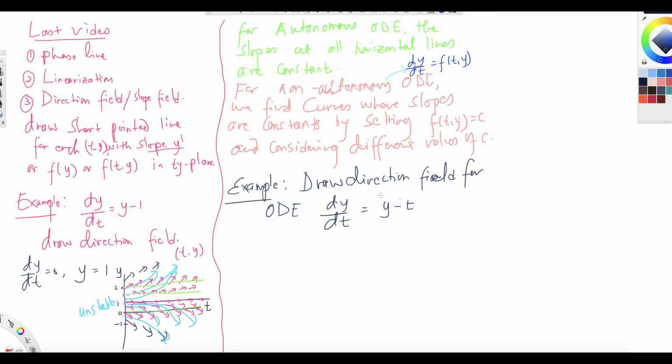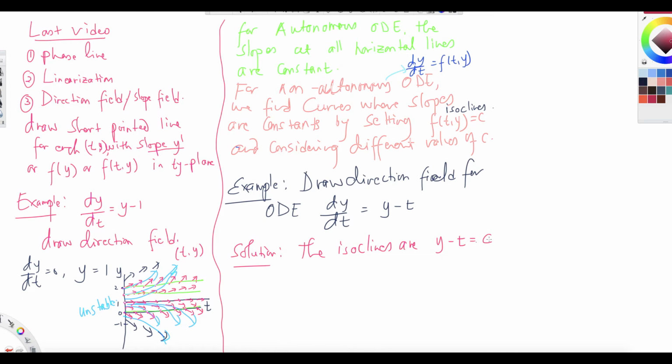Now what we want to do is draw the direction field here. So how do I draw the direction field? I need to first find the isoclines. These are called isoclines. So what are the isoclines? Let me write down the solution. The isoclines are y minus t, the right hand side, equals c. So y minus t equals c.